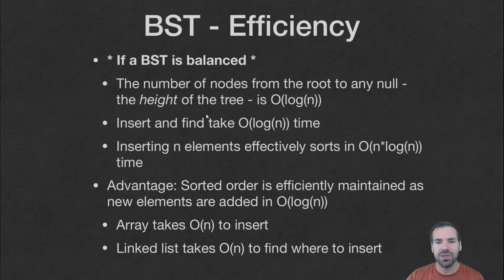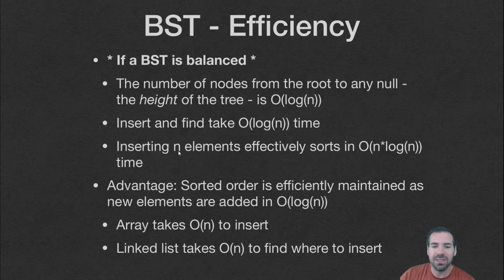And if the height of the tree, which is the longest path from the root to any null, is log n, and you're doing a constant amount of work to go down one layer of the tree, then it's going to take you log n time to get to the bottom of the tree for both of these algorithms to run. Which means we do have an effective n log n sorting algorithm.